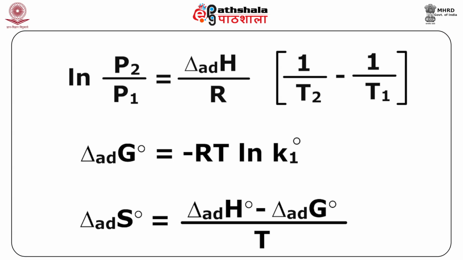The thermodynamic parameters of adsorption processes can be determined using the following relations. ln P2/P1 equals ΔH by R into (1/T2 minus 1/T1). ΔG° of adsorption is equal to minus RT ln K1°, and ΔS° of adsorption is equal to ΔH of adsorption minus ΔG° of adsorption by T.